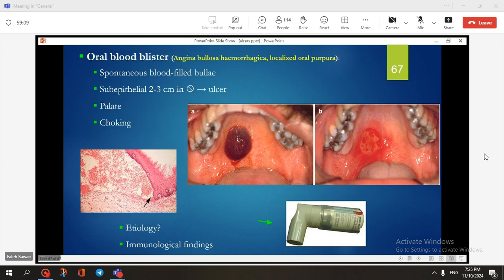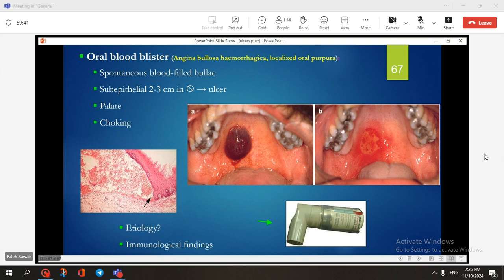And in some patients, we have what's called oral blood blisters, where they present with a single large bulla filled with blood, with subsequent rupture and ulceration, and healing mainly in the area of the soft palate without known cause. Some are associated with the intake of steroid inhalers causing weakening in this area, but the pathogenesis is not clear.